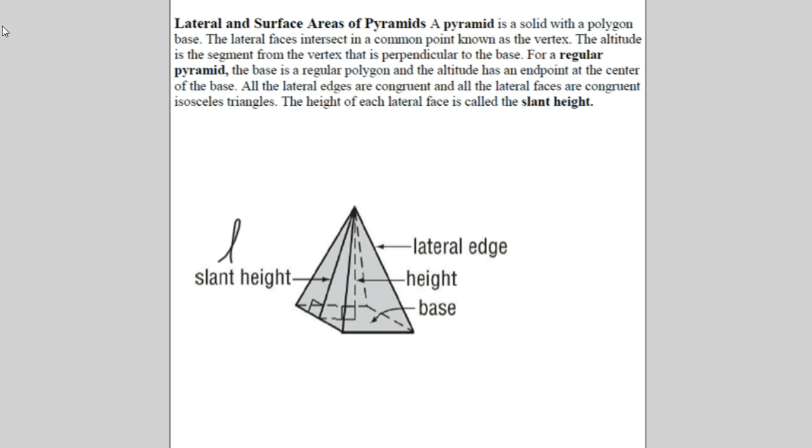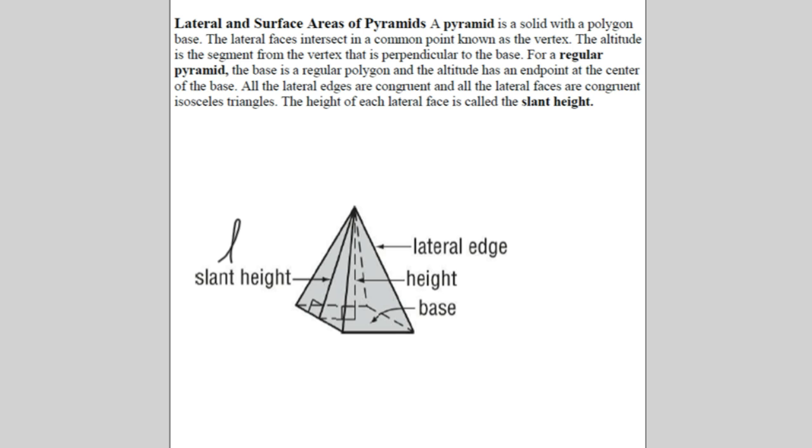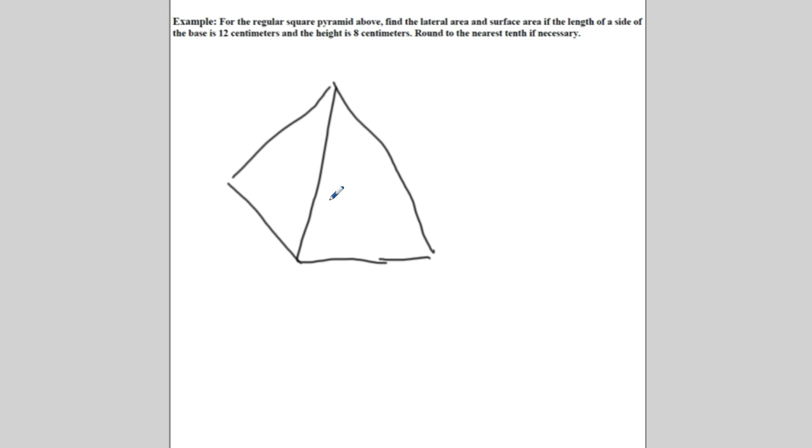Alright, so let's actually use this. So you've got an example, and it says using a regular square pyramid above, find the lateral area and the surface area if the length of a side of the base is 12 centimeters and the height is 8 centimeters. So it's the same picture as this thing. To the top of your paper, I'm just going to draw it myself. Something like that. I know it's not beautiful.